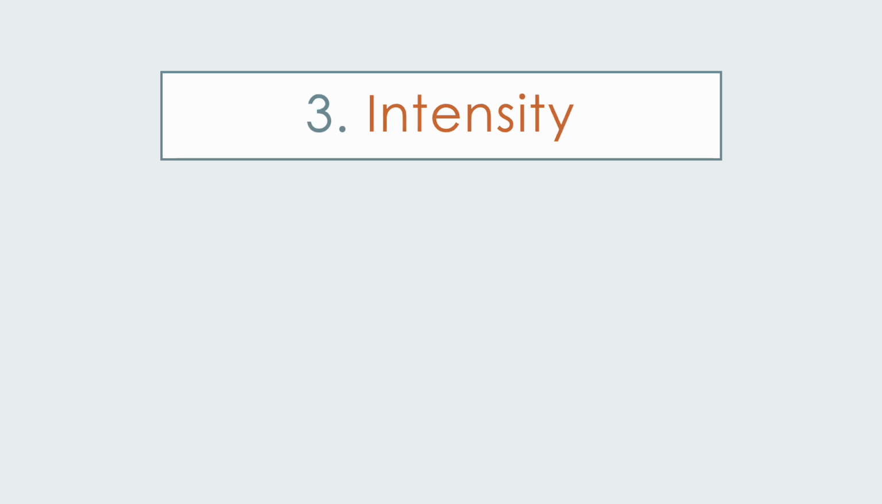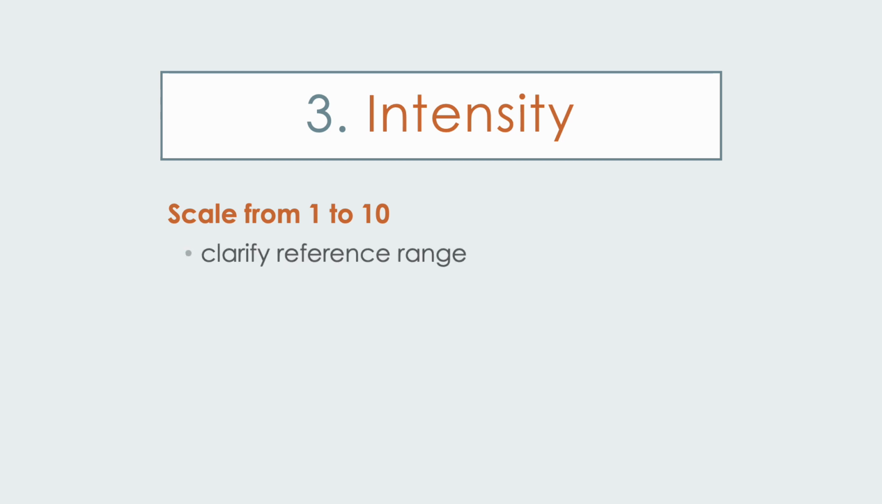What information does the intensity of pain provide us? Most commonly, we measure intensity on a scale of 1 to 5, or 1 to 10, to objectify the experience. When using scales, it's important to clarify the reference range, such as 1 means no pain at all, and 10 means the worst pain you have ever experienced. It is also important to put the patient's personal experience into perspective.